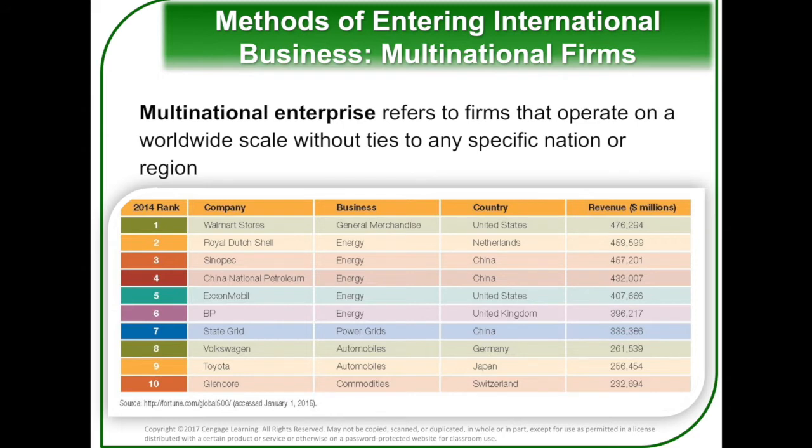Speaking of international multinational firms that operate on worldwide scales, the definition is in the book. A multinational enterprise is a firm that operates worldwide, but doesn't have a specific nation that it's tied to. No surprise, the number one ranked company in 2014 and continuing is Walmart Stores. Also, probably no surprise, several of the top 10 are automobile companies and several are oil and gas companies.